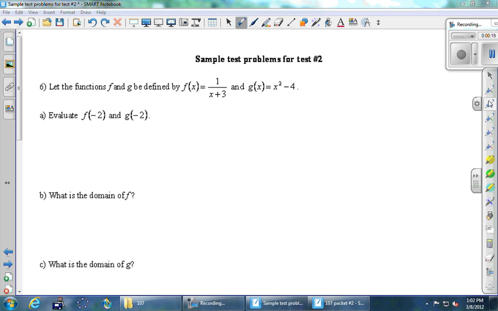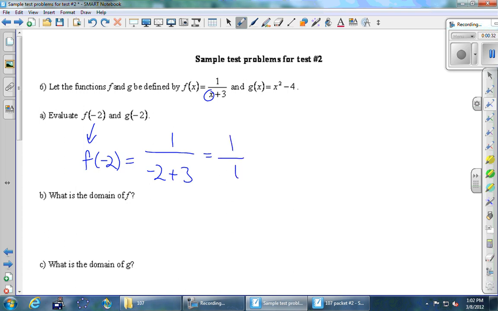So here we'll start by plugging negative 2 in for the x value in the f function. So this guy right here becomes negative 2. So we get 1 over negative 2 plus 3, which is 1 over 1, which is 1. And to find g of negative 2, now this x is the one that becomes negative 2. So we get negative 2 squared minus 4.